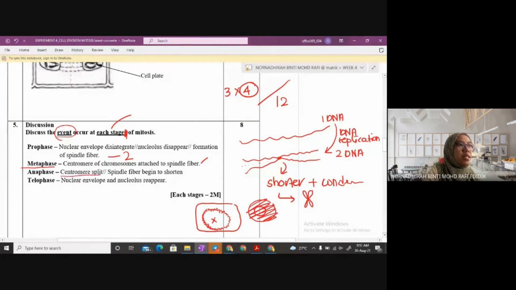Centromere split. So actually kalau tadi kita nak kata kalau sel ni bila dia dah split dia akan jadi ada 2 macam ni kan. So kita tengok ya. Ni sebenarnya basic awak ni. How many chromosome here? How many chromosome?